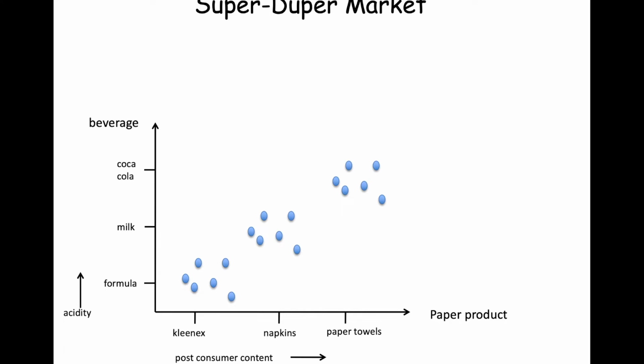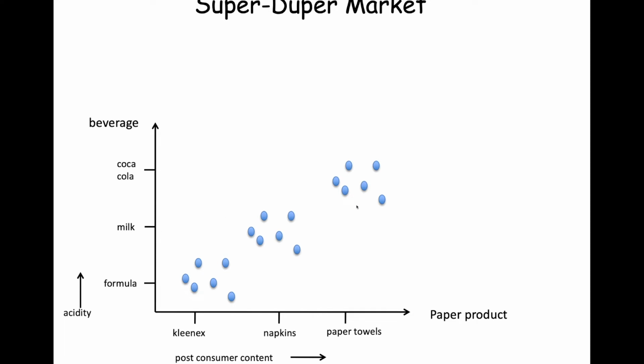So then, let's say we have some customers, and these customers come into the store and they purchase these products. So let's take this customer. This customer has bought a low post-consumer product, Kleenex, and has bought something that's between formula's acidity and milk's acidity, for example. And so each point has a projection in terms of the paper product they buy and the beverage they buy.